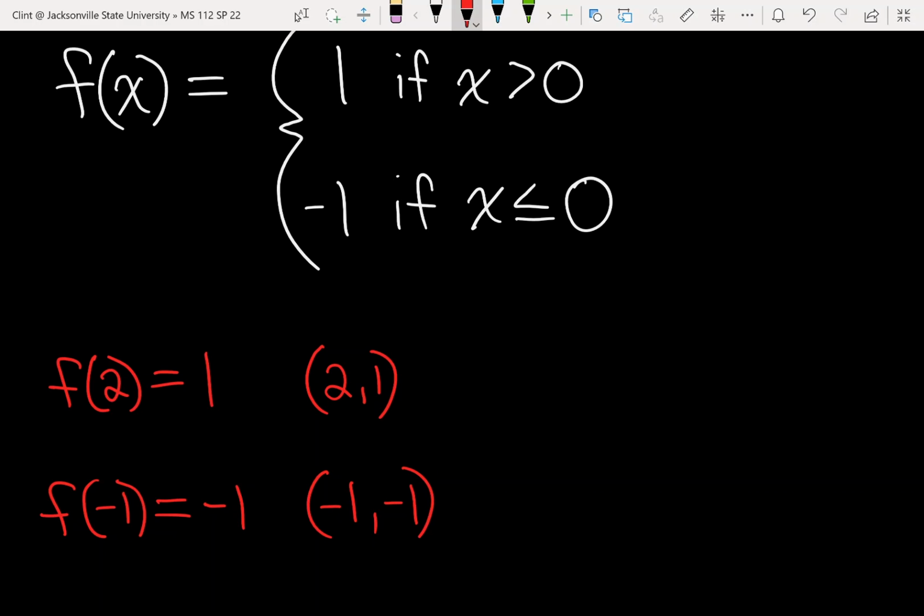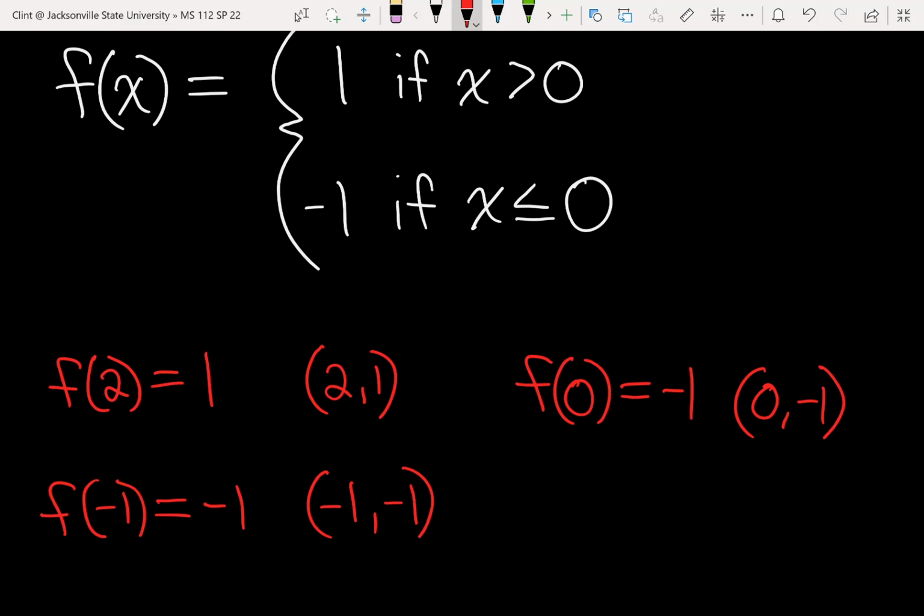The one that can be a little bit tricky here: what if we want f of 0? Which one matches up with 0, top or bottom? The bottom, yeah, because it's got the or equal to bar for 0. So for f of 0, we would use the bottom, so our y value would be -1. So we would have the point (0, -1) on our graph.